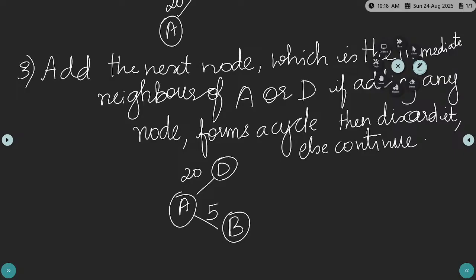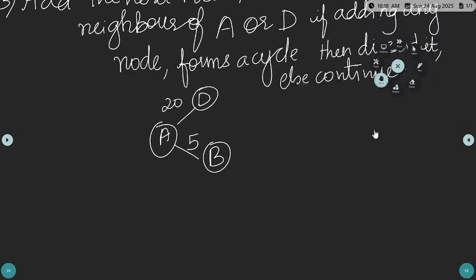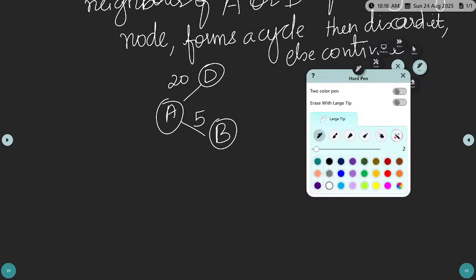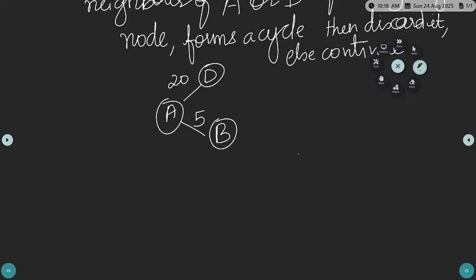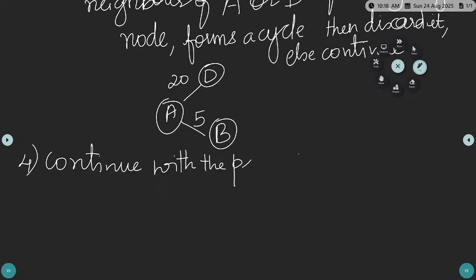So what do you write next? Continue with the procedure until you add all the vertices. Write down, step 4: continue with the procedure till you add all the vertices.